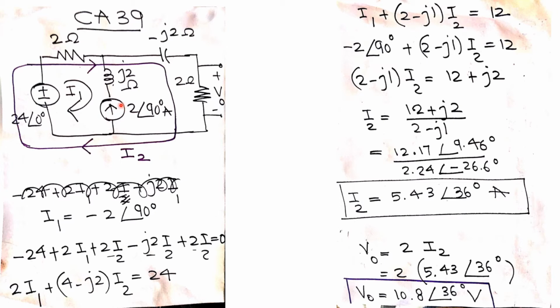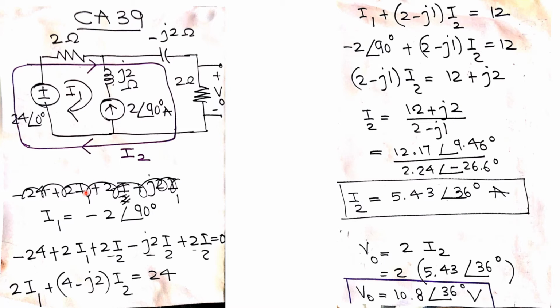Therefore, we'll assume this as a loop, and for current I2, or the second loop, we will assume this longer path by bypassing this 2 at an angle of 90 amperes current source. This is very important, and the technique is called the super mesh technique, and you can find my older videos of basic electrical engineering course regarding mesh analysis for DC circuits.